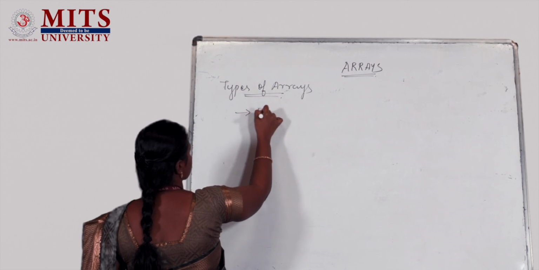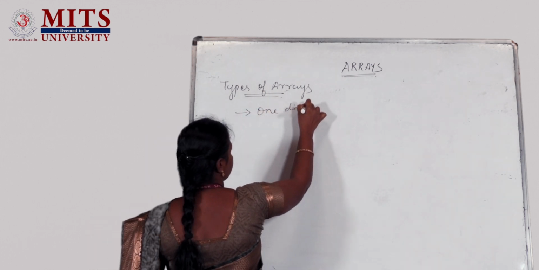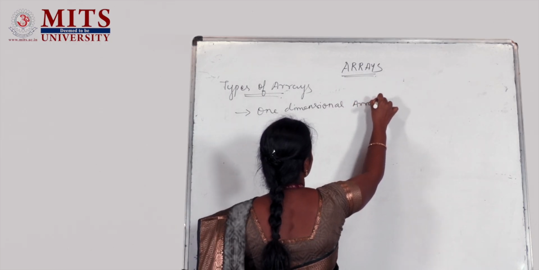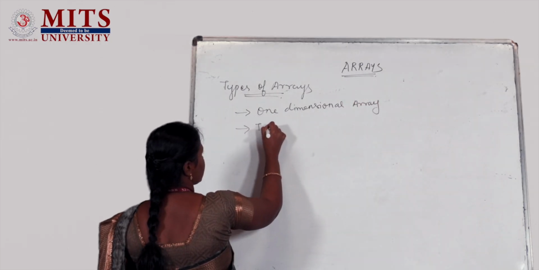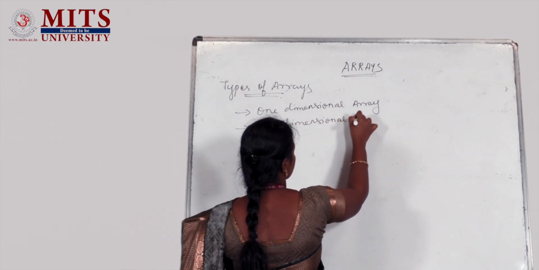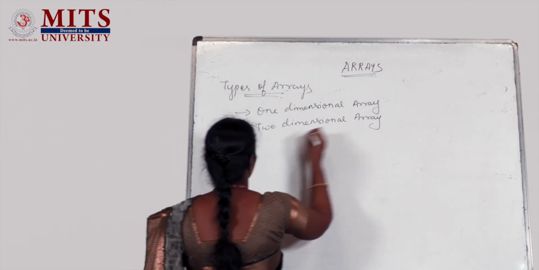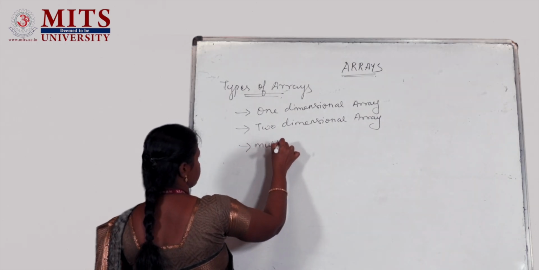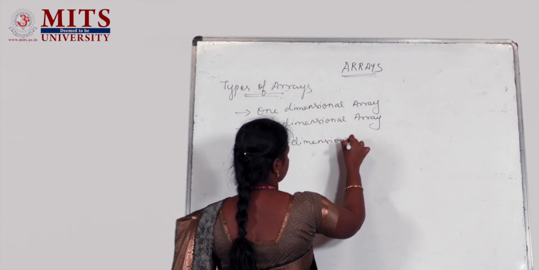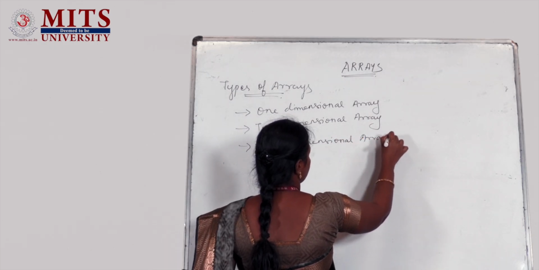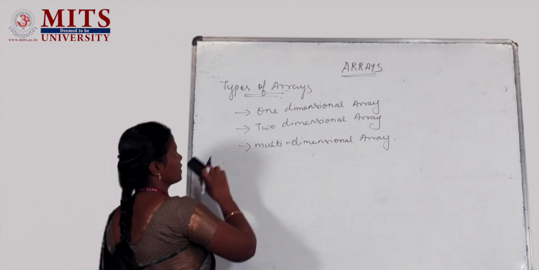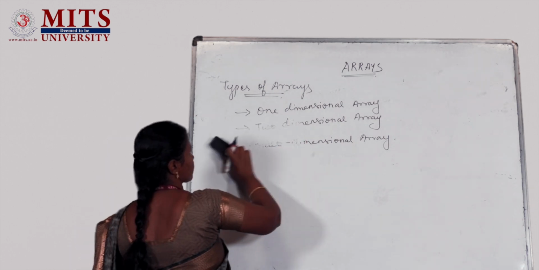So we have one-dimensional array, and then two-dimensional array, and also we have multi-dimensional array. So we will discuss how one-dimensional array as well as two-dimensional array work now. So this is about the types of the arrays.